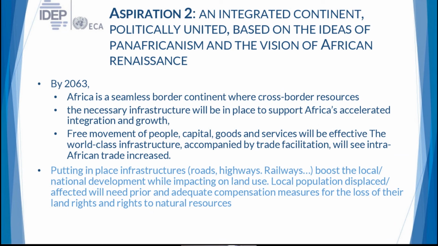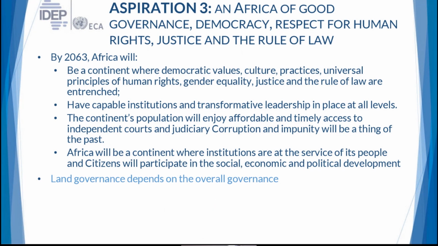Aspiration 2, an integrated continent, politically united. Putting in place the infrastructure across the continent, roads, highways, railways, boosting the local and national development, has important implications in land use. The local population, which might be displaced while developing this infrastructure, needs to be adequately compensated for the loss of their land rights.